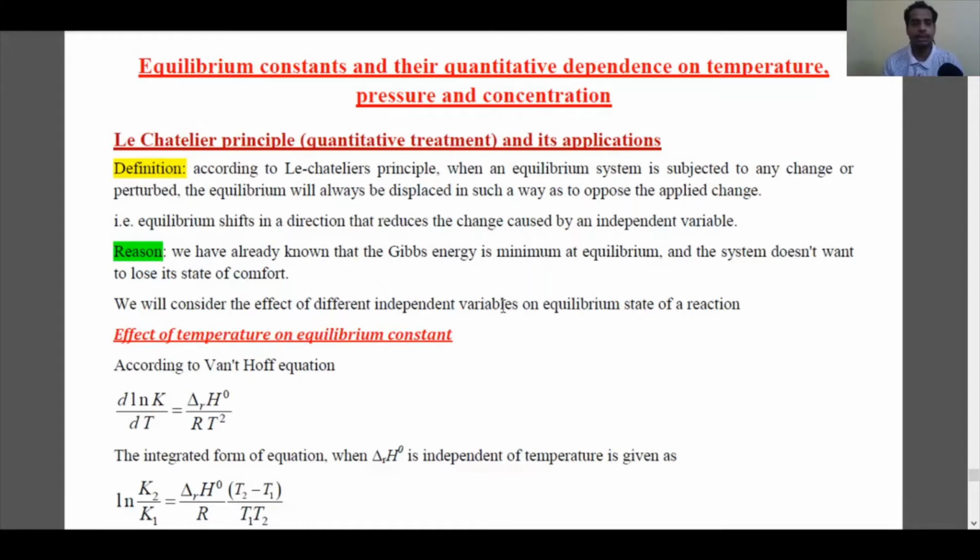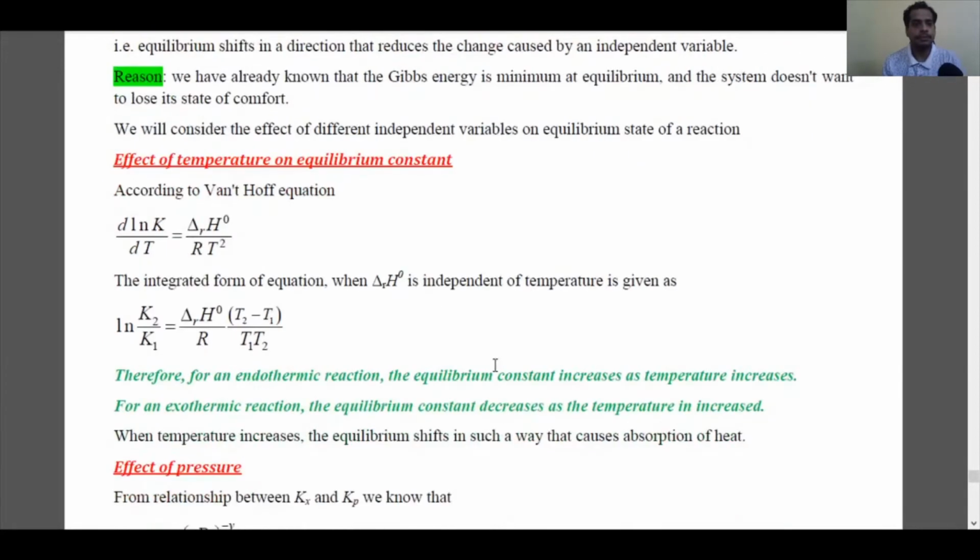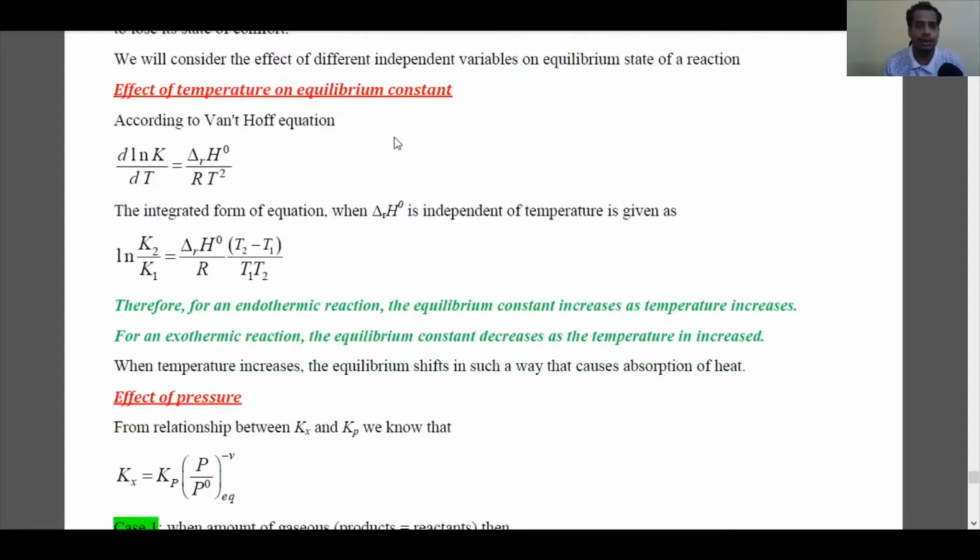As I said, we will discuss four independent variables, starting from the effect of temperature on the equilibrium constant. We will try to understand through a more quantitative approach. So before studying the effect of temperature on the equilibrium constant, let's understand the Van 't Hoff equation, which we studied in the last lectures. The Van 't Hoff equation is d ln K over dT equals ΔrH° by RT². ΔrH° is the reaction enthalpy at standard state, K is the equilibrium constant, T is temperature, and R is the gas constant.